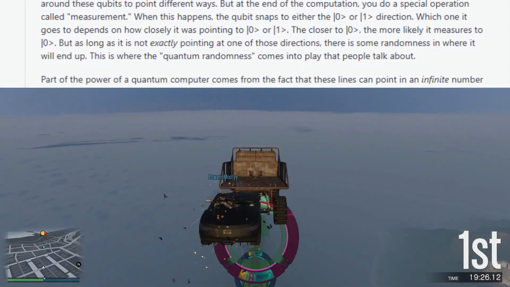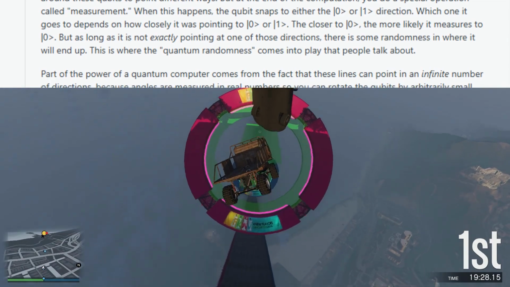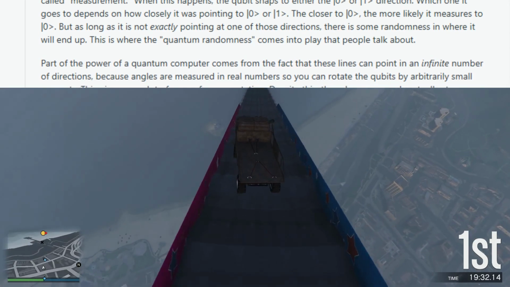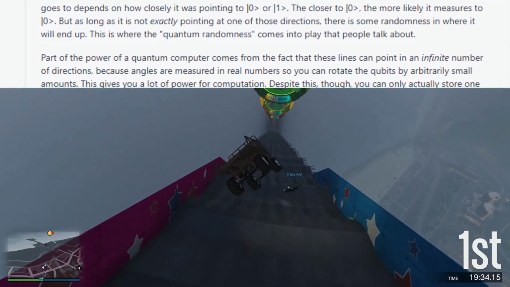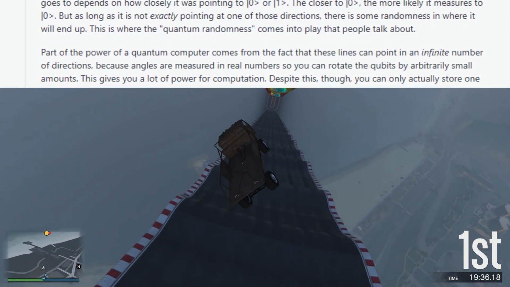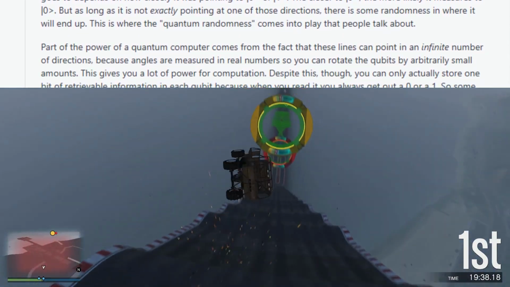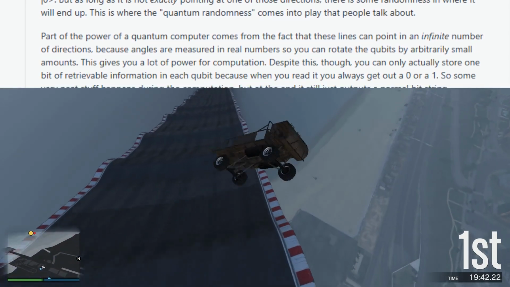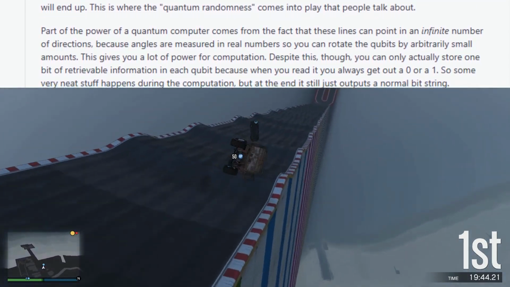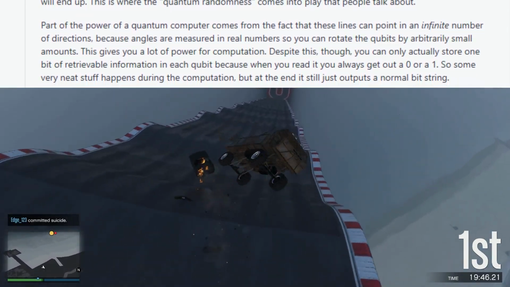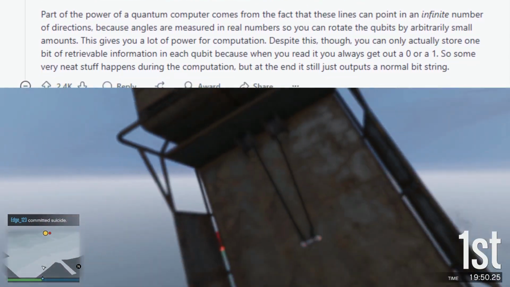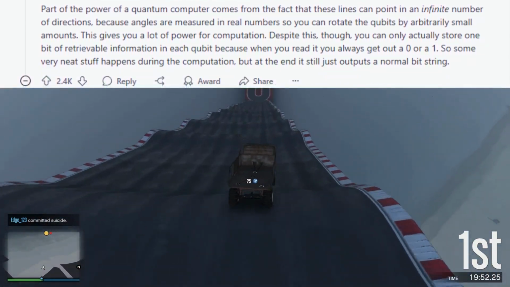Part of the power of a quantum computer comes from the fact that these lines can point in an infinite number of directions, because angles are measured in real numbers, so you can rotate the qubits by arbitrarily small amounts. This gives you a lot of power for computation. Despite this, though, you can only actually store 1 bit of retrievable information in each qubit, because when you read it you always get out a 0 or a 1. So some very neat stuff happens during the computation, but at the end it still just outputs a normal bit string.